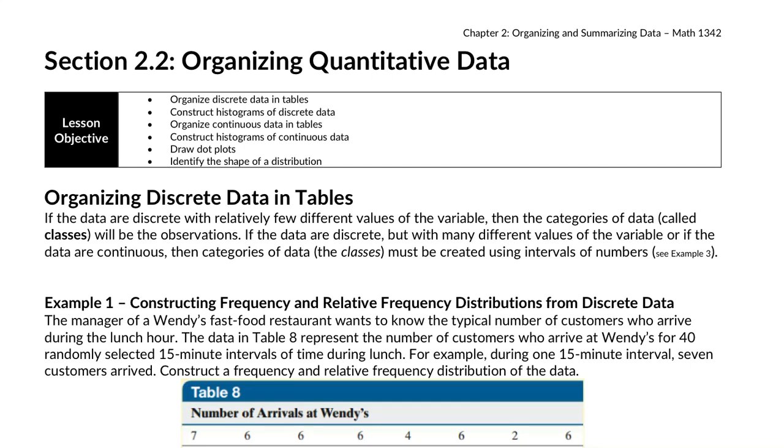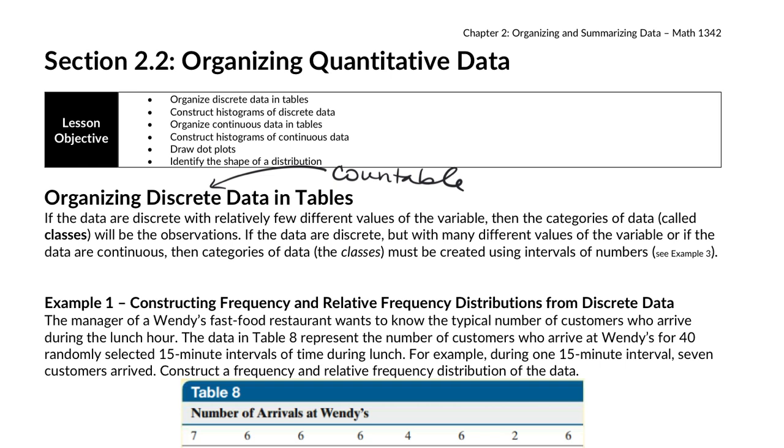When we start to organize quantitative data, remember quantitative data is the data where it has numbers involved, that arithmetic means something. For discrete data, just as a reminder again, discrete data is your countable data. This is when you won't really have fractions or decimals, because these are things we can count instead of measure. This is our discrete data.